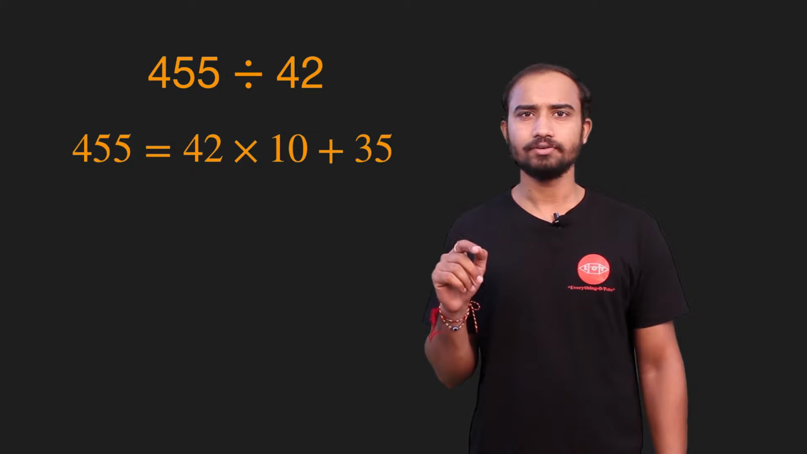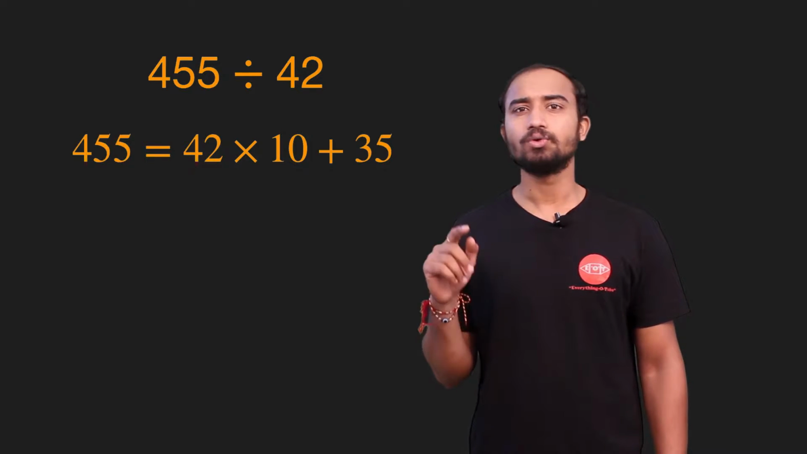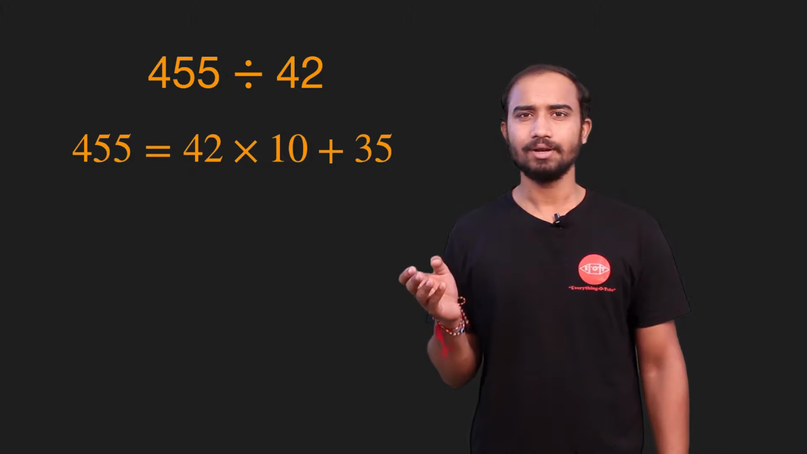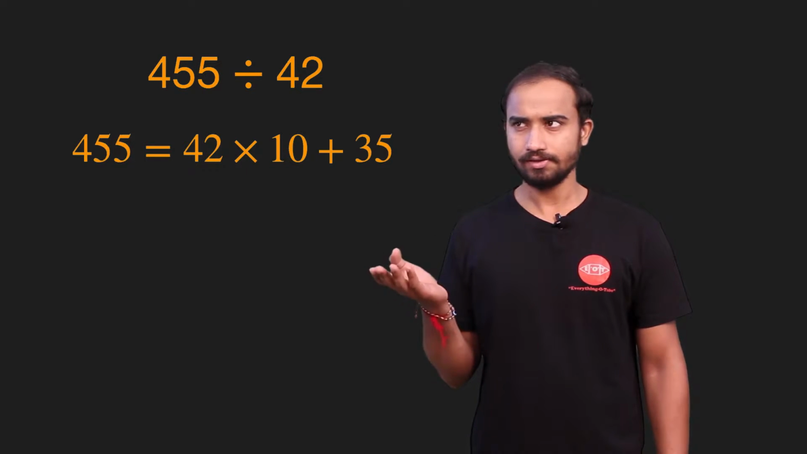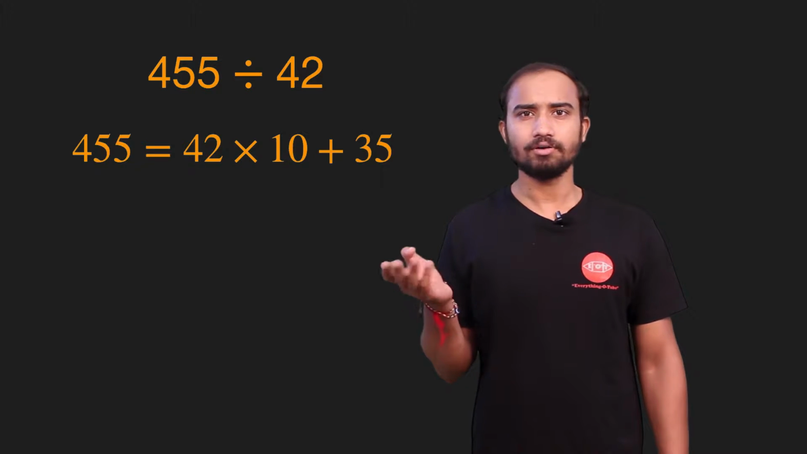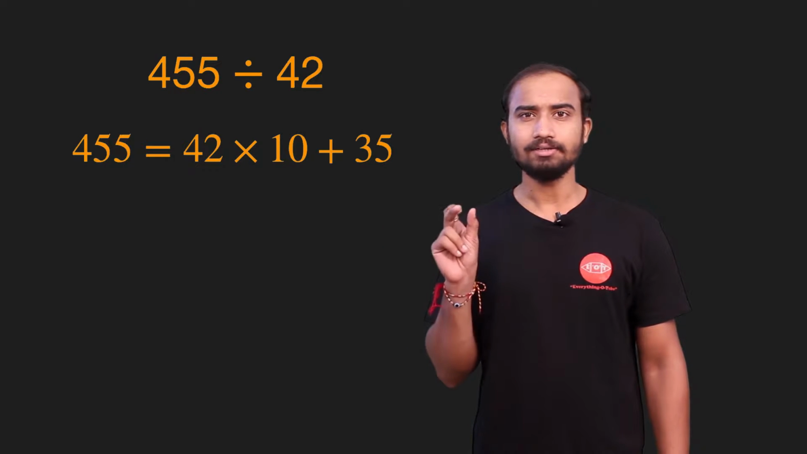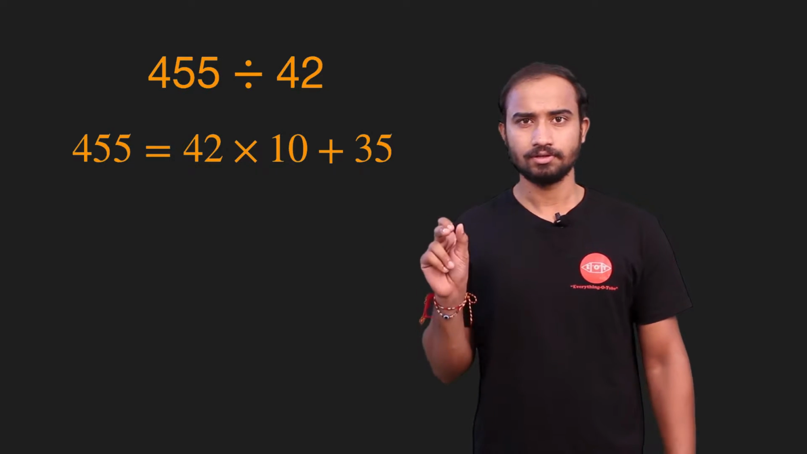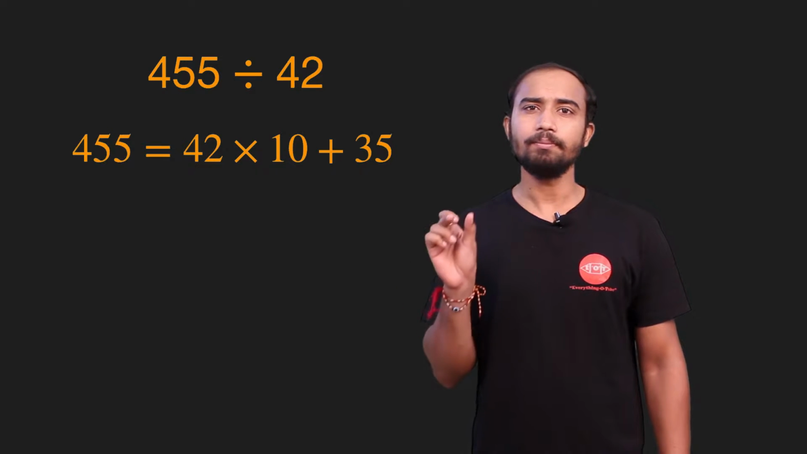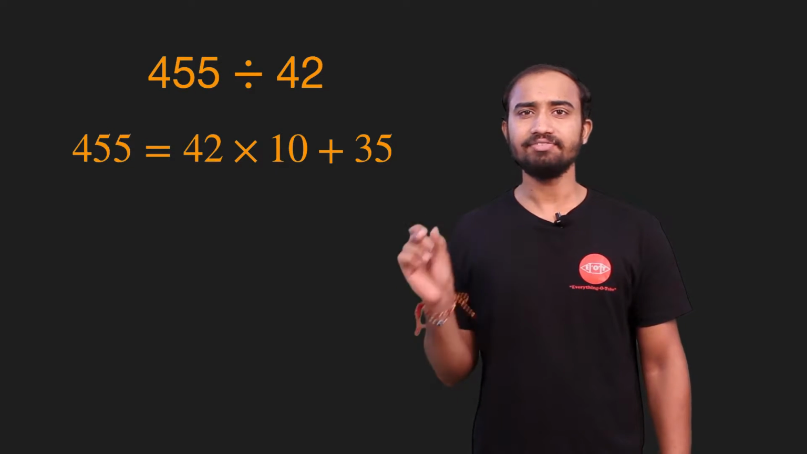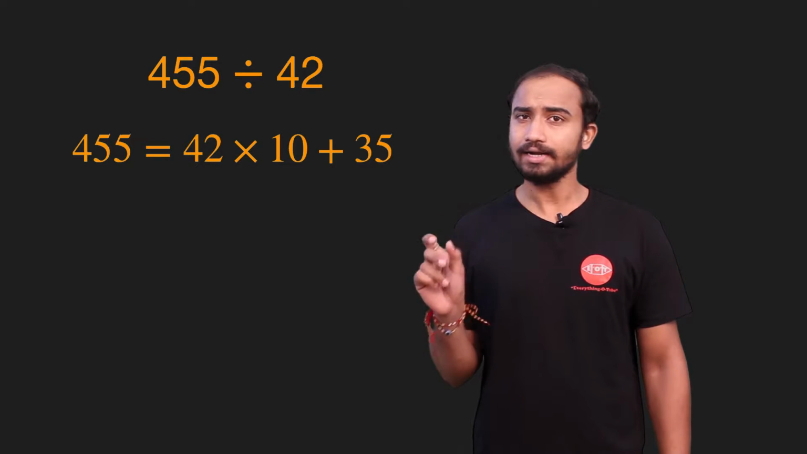So we first of all divide 455 by 42. According to Euclid's lemma, we can state 455 is equal to 42 into 10 plus 35, as we can see on the screen. So that will be our first step. Now we know 35 is the remainder and 42 is the divisor. In the next step, 42 will be our next dividend and 35 will be our next divisor, right?